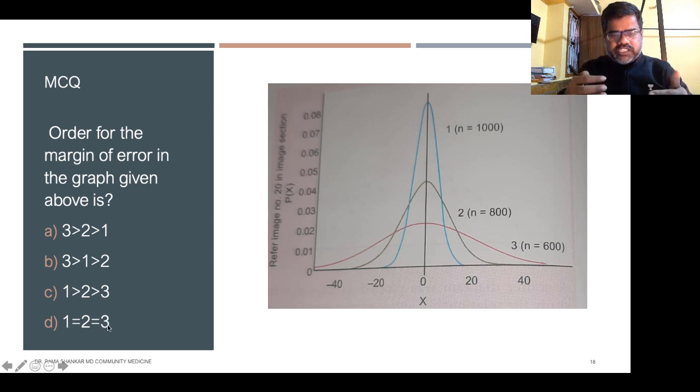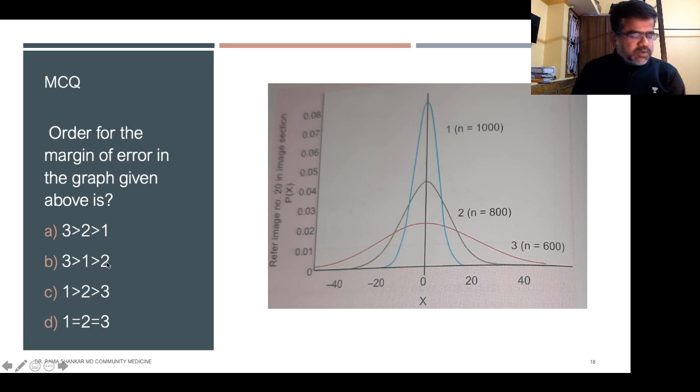So I'll just explain the question. The standard error of the mean, the standard error which you calculate. Just based on the graph, can you tell me which graph will have more error, which graph will have less error? So options you have got here: 3 will have more error than 2 will have more error than 1. Second option is 3 will have more error than 1 will have more error than 2. Sombir Dagar has said A. Okay, anybody else with any different opinion? Anjani is also saying A.